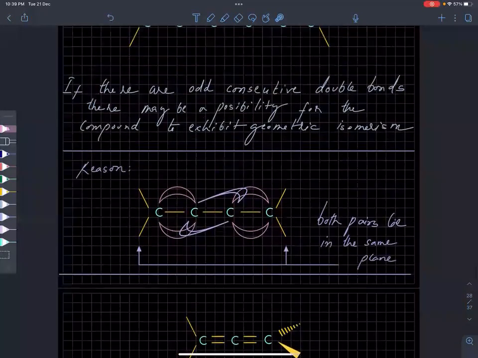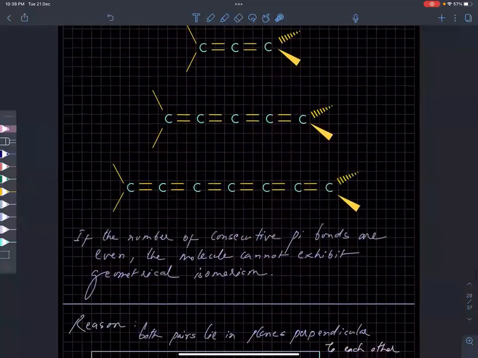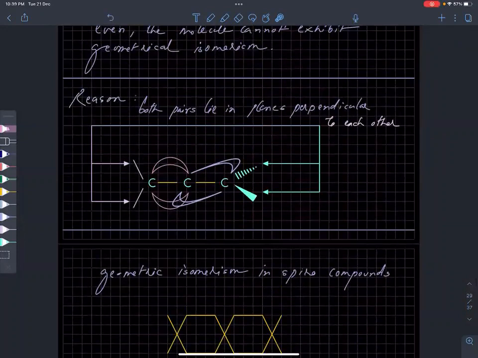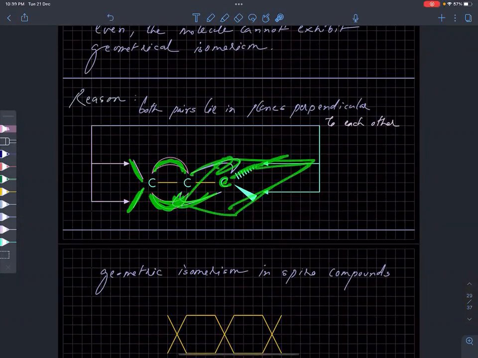If you have 1 double bond, 3 double bonds, 5 double bonds, clear? Whereas if you have an even number of double bonds, then what will happen? This will be at top and bottom. So this will be at top and bottom. And this will be at front and back. So this carbon's plane will also be like this. So this will be at front and back.